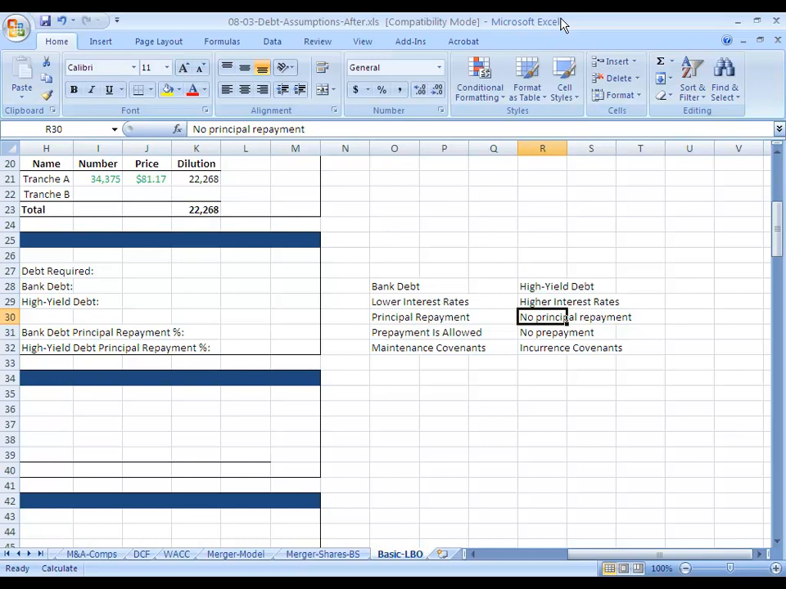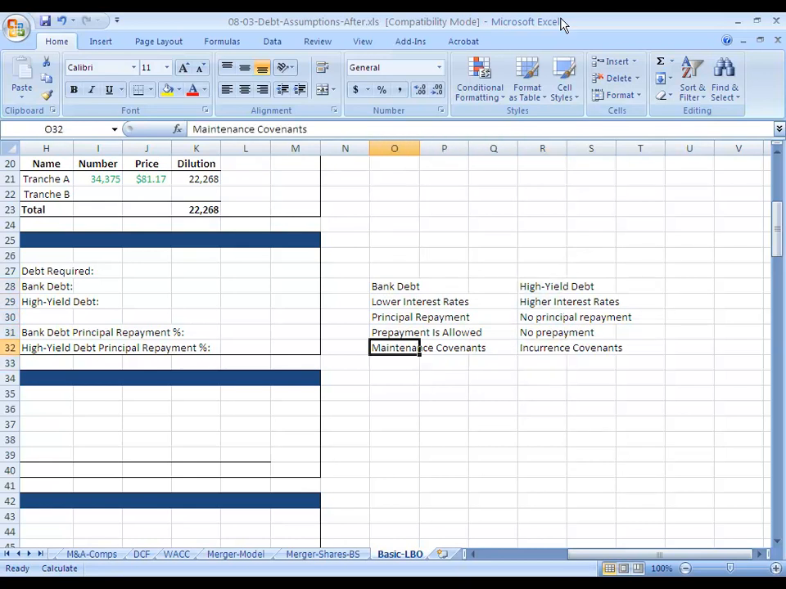With prepayment, so with bank debt, if you have enough cash saved up, have enough cash flow, you can actually prepay some of the loan. And so if you have extra money laying around, you can actually use it to pay off the debt. With high yield debt, by contrast, normally you cannot do that.